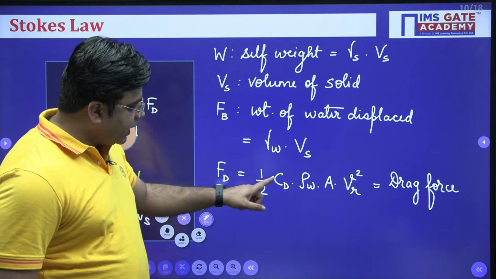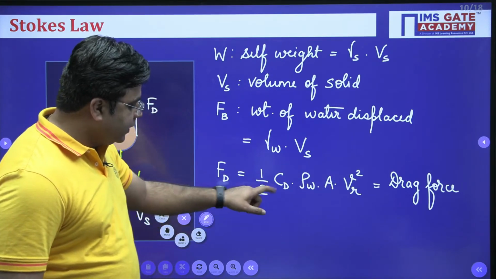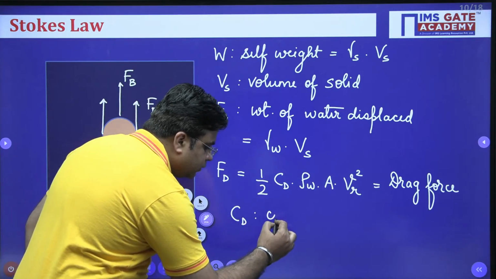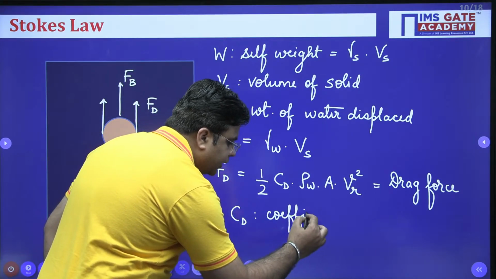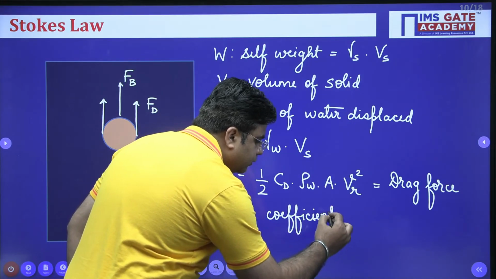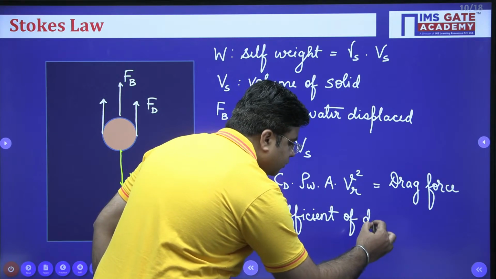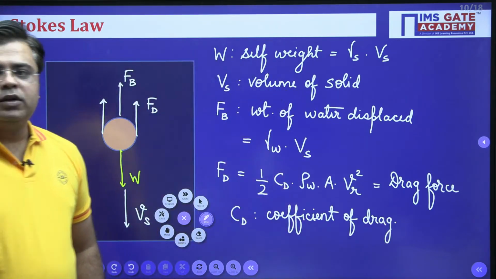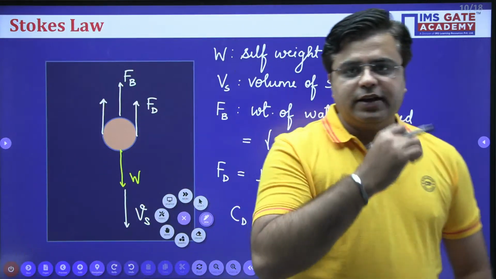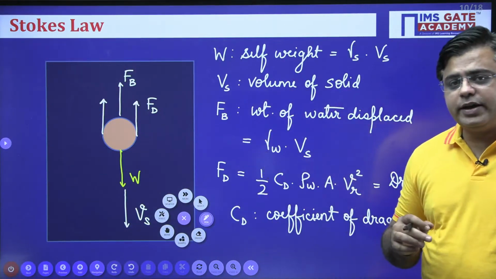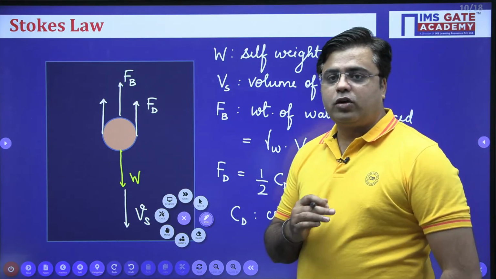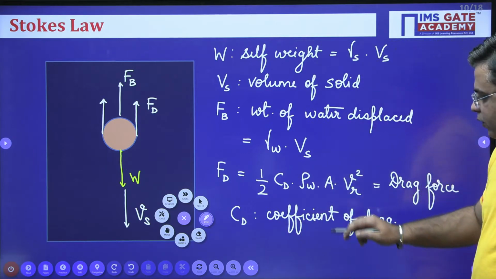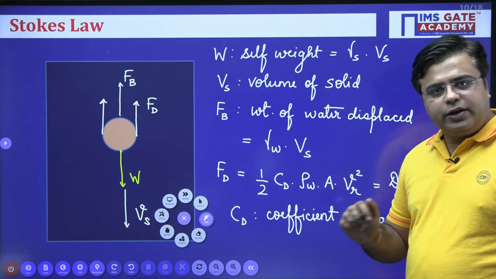Fd is equal to half Cd rho w A into Vr square. Cd is coefficient of drag. Rho w is the density of water.